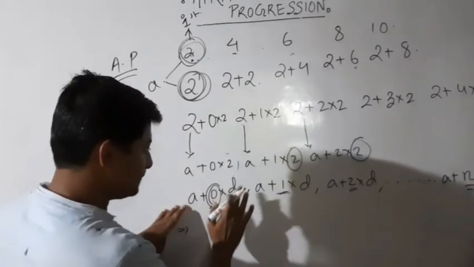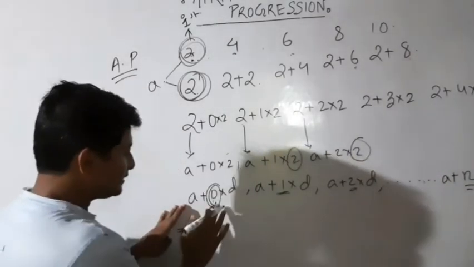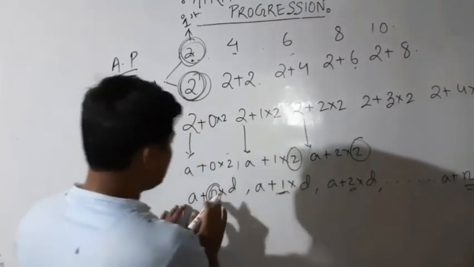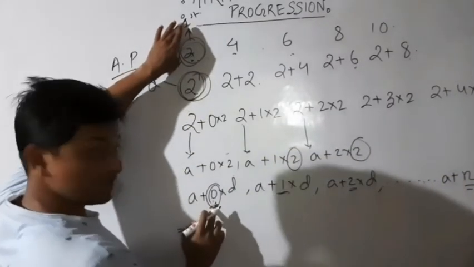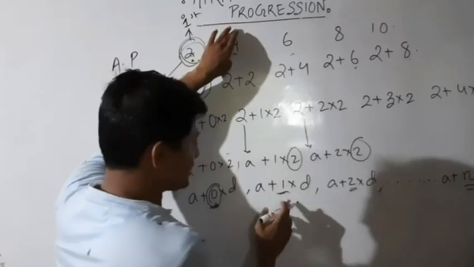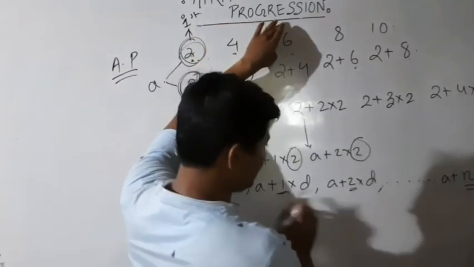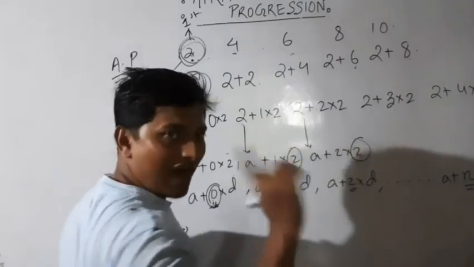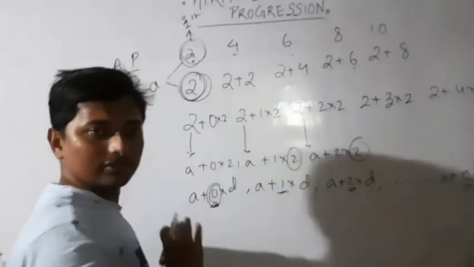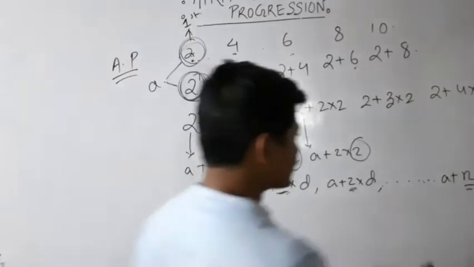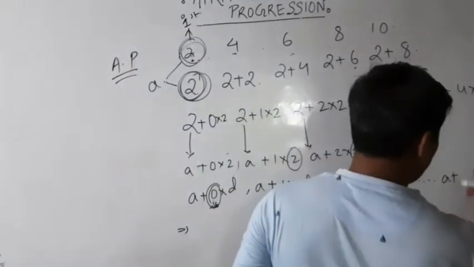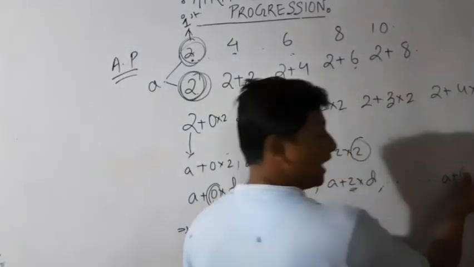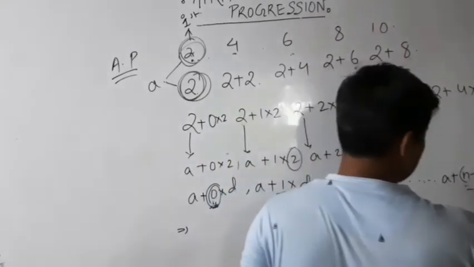This is the first term, this is the difference, but this particular number, in place of this first term, is 0 here. In the second term, it is 1 here. In the third term, it is 2 here. That means this particular number is 1 less than its actual position. Understood? So that's why, in place of writing n, I will be writing n minus 1. That means 1 less than its actual position, into d.